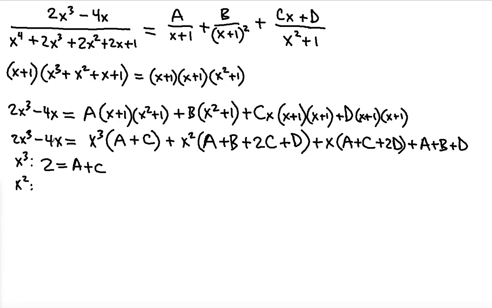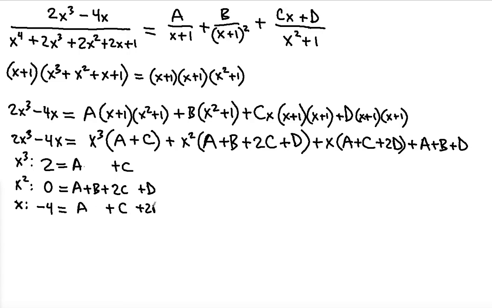Now x squared power, there's no x squared power on the left side, so it's going to be 0. And here we're going to have a plus b plus 2c plus d. Okay, and I'm actually going to move this guy here. So now the next one is going to be x to the first power. X to the first power is going to be what? There's a minus 4 coefficient on the left side. And we have a plus c plus 2d.